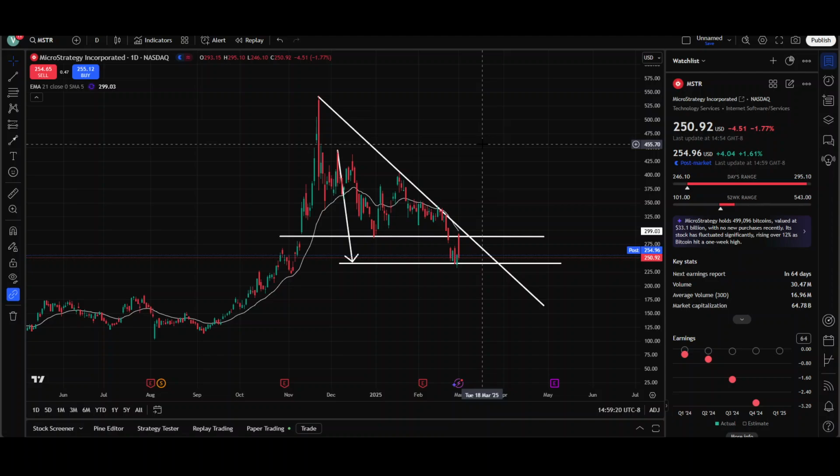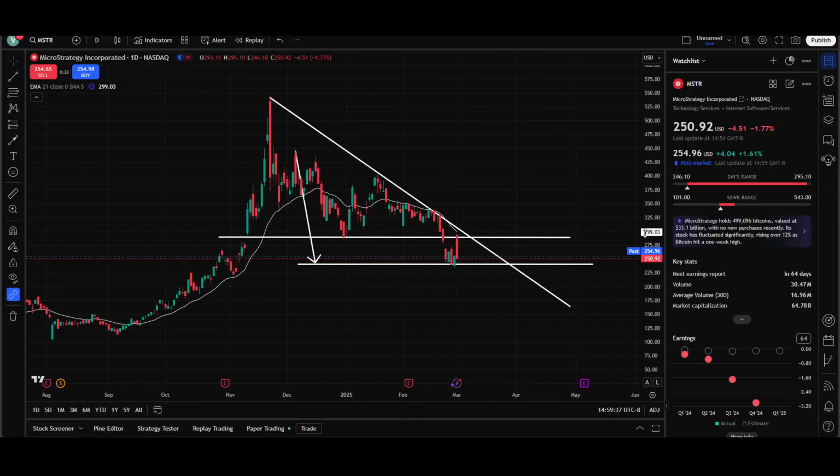I will first be going over what I see in the daily chart and finish the video off with the weekly chart. This video is for entertainment purposes only. Please trade at your own risk. My goal is to show you guys what the market participants are doing and where price is most likely headed next. So let's go over the technical chart for MicroStrategy.